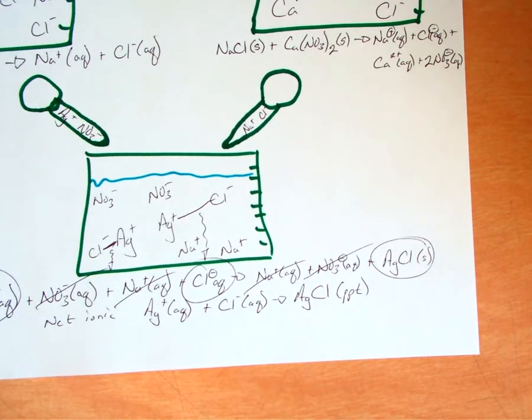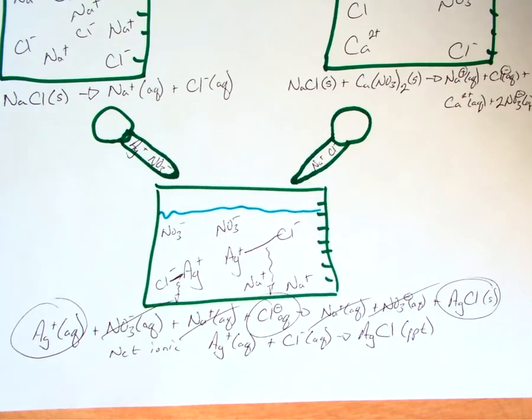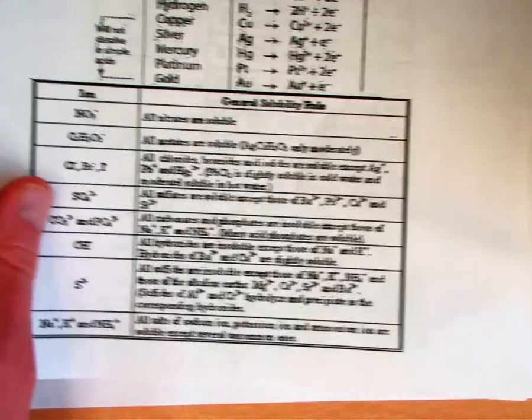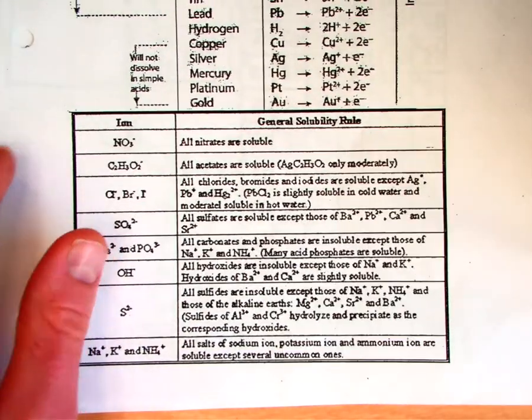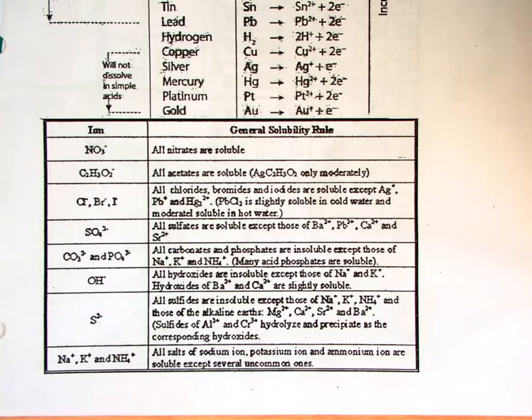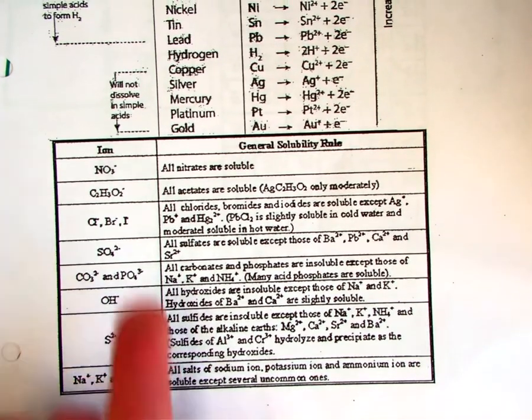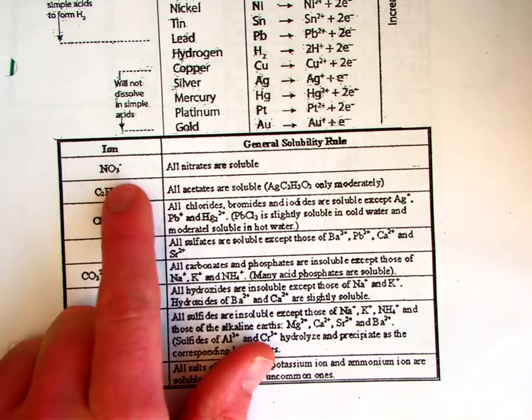All right. Now, wouldn't it be nice if we were able to predict whether a compound would form a precipitate without having to mix the chemicals together? Well, fortunately, people before us have discovered that there are trends that can be found and identified within certain ions. So they've put together what we call a general solubility rules chart, or a solubility rules chart. As a rule, all nitrates are soluble. That means that anything that's bound with nitrate will dissolve in water.